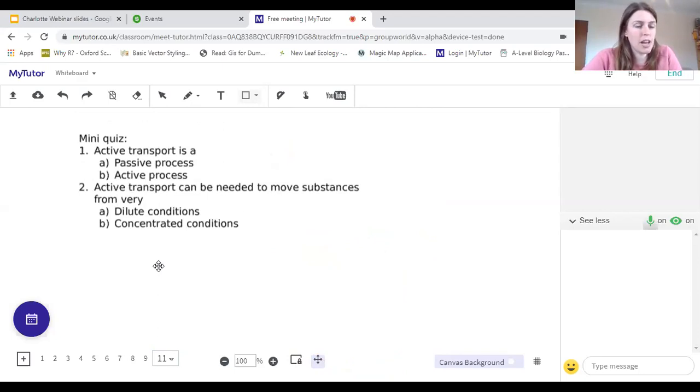Ooh, a mixture there. Active transport is an active process. It requires energy. So B is the correct answer there. Question 2, active transport can be needed to move substances from very A, dilute conditions, or B, concentrated conditions.